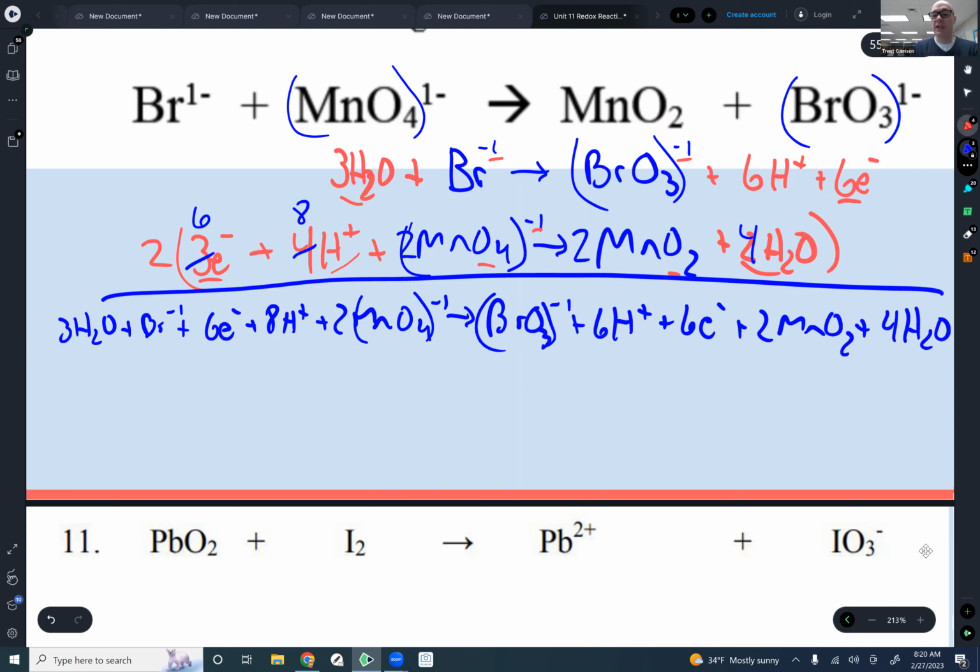Now we cancel out like terms. 6 electrons goes away, 6 electrons goes away. 6 hydrogens, but oh, wait. I've got 8 over here. So now it becomes 2 because I'll have 2 left over after I cancel out 6 of them. I have 3 waters. They cancel out with 3 of the waters over here. That means I'll be left with 1 water over here. So you don't cancel all of it out if they're different numbers. You just cancel out however many you can.